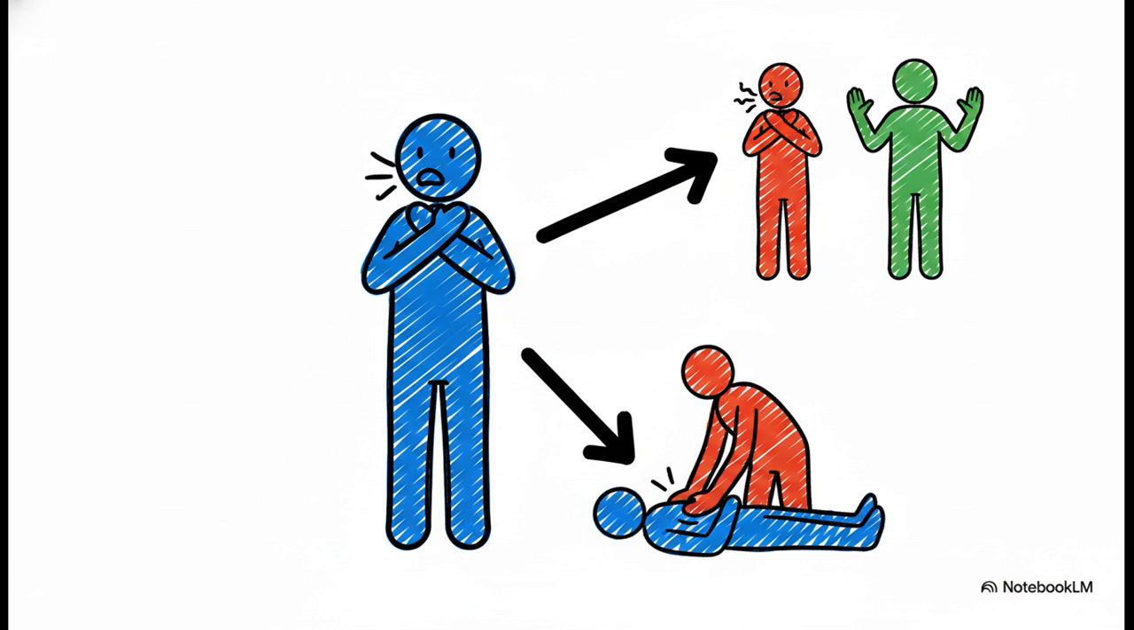If the person is conscious and coughing, you actually step back. You encourage them to keep coughing and try to keep them calm. But the very second they go unconscious, the pathway instantly flips to chest compressions, opening up the airway, and trying to physically remove the object. The immediate physical signs completely dictate the medical path.